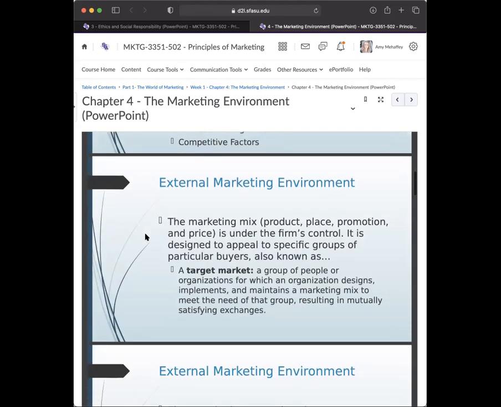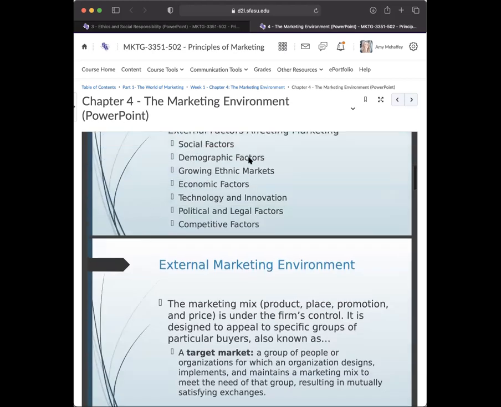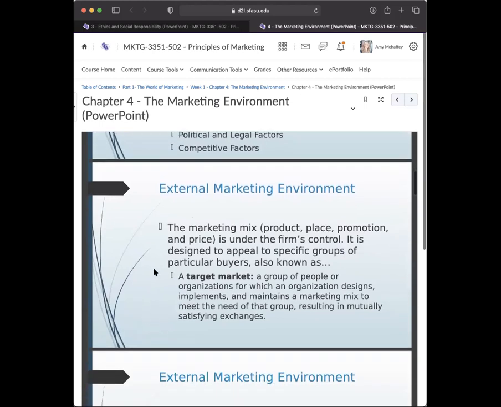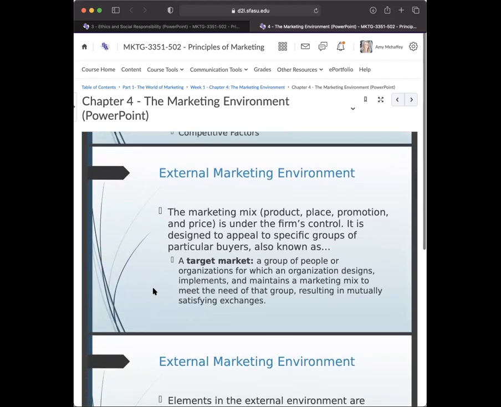And so, the marketing mix, as we've discussed, is the product, place, promotion, and price. And that is under the control of, when we say the firm, or we're talking about the business, so that's under the control of the business, the firm. And so it's designed to appeal to a specific group of buyers, and these are known as the target market. So, how do we work within all of these different factors and all of these different influences? You find a target market that helps you have a mutual exchange.